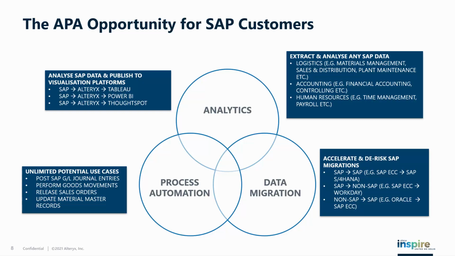From a process automation perspective, there's literally an unlimited number of potential use cases. So it could be the fact that I want to automate the posting of journal entries into an SAP system, perhaps perform goods movements based upon the outcome of an Alteryx workflow, release sales orders, update master data records within the system. This is all supported by the process automation, and specifically our BAPI, OData, and IDoc capabilities.